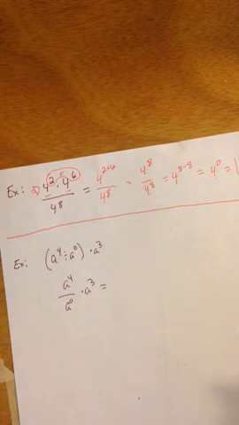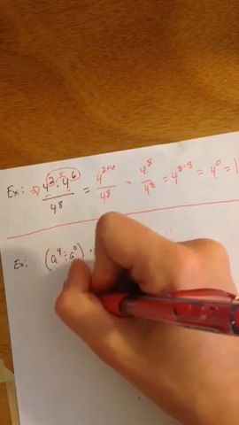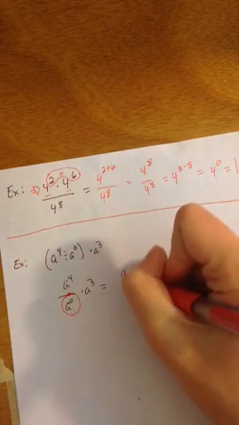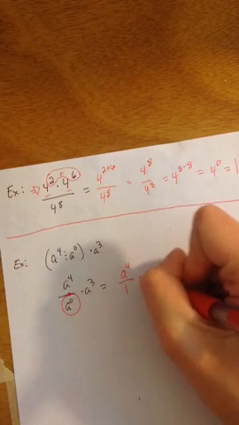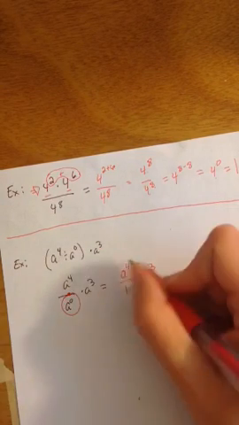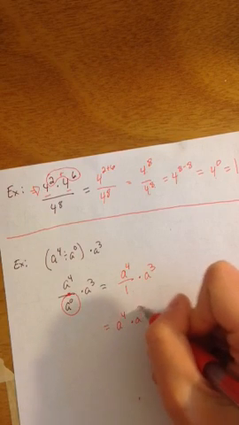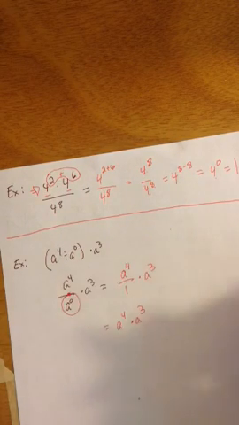Now again, as soon as I see this a to the 0, I know that's going to equal 1. So I now have a to the 4th over 1 times a cubed. And a to the 4th over 1 is just a to the 4th. Anytime you have 1 in the denominator, it's just that top numerator.